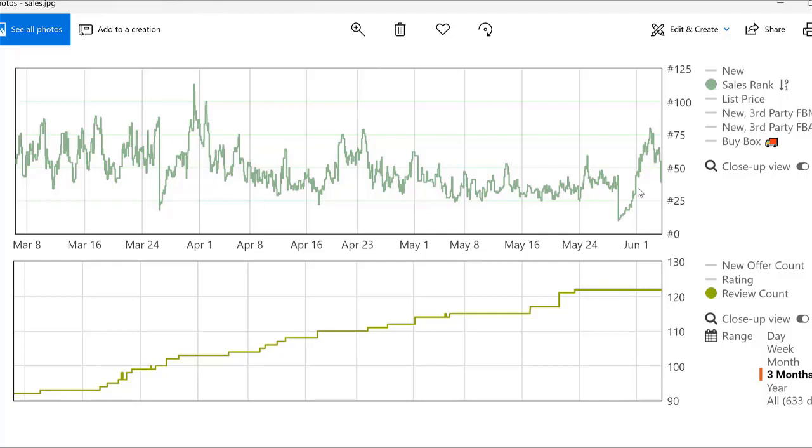So you can see for this particular example, the sales for the last 3 months have been pretty consistent around the number 50 mark for sales rank. It's dropping slightly, so you can see that this has been doing consistent sales for the last 3 months.